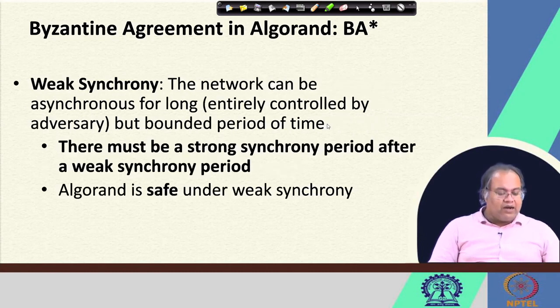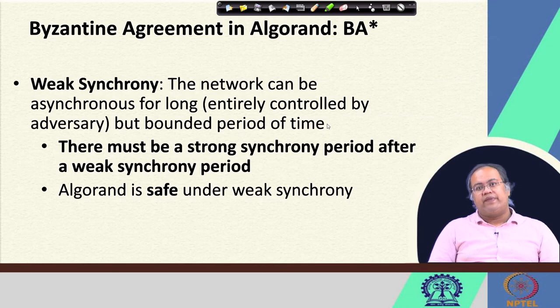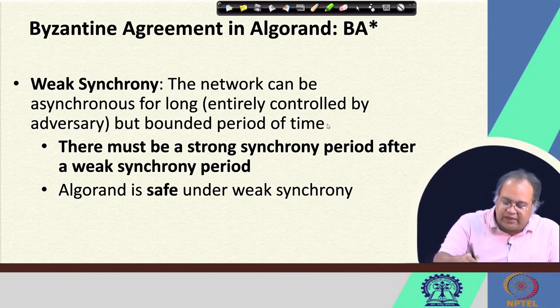On the other hand, it makes a weak synchrony assumption. The weak synchrony assumption says that the network can be asynchronous for long, meaning it is entirely controlled by the adversary, but for a bounded period of time. That means it might happen that an adversary has somehow colluded a part of the network, so that whenever you select a committee, the majority of the committee members are malicious or have been colluded by a malicious user.